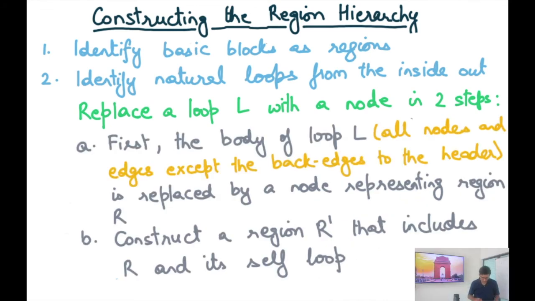So once again, first the loop body of L is constructed and collapsed into a region R, and second, a region R prime that includes R and its self loop is constructed. That becomes the next level of hierarchy, which includes the back edges, and I'm calling that region R prime. So there are two regions that have been created, one nested in the other: R for the body, and R prime for the loop, which includes R and its back edges.